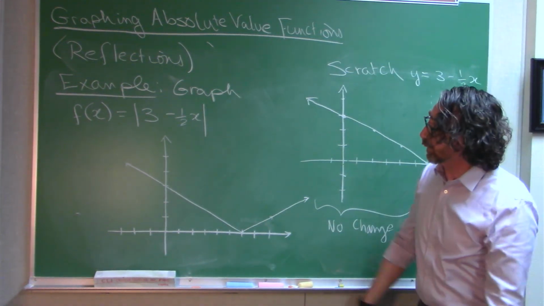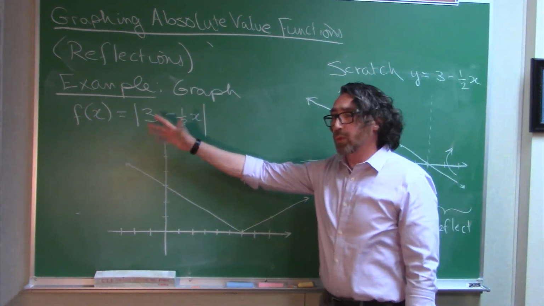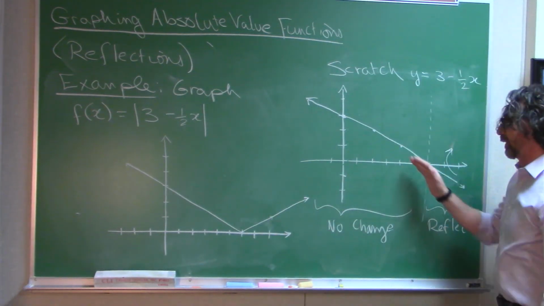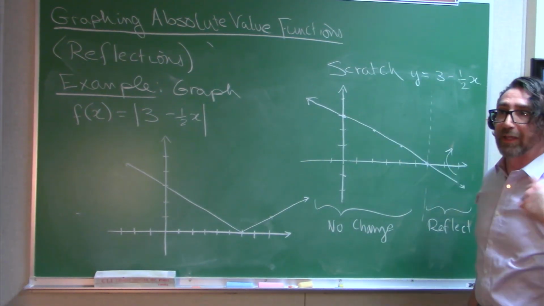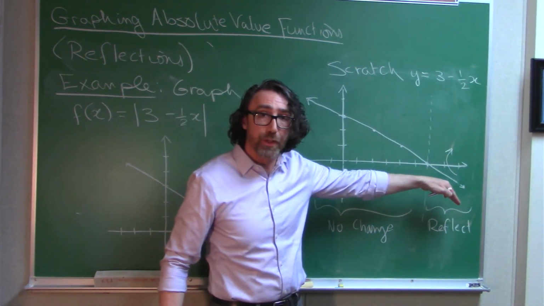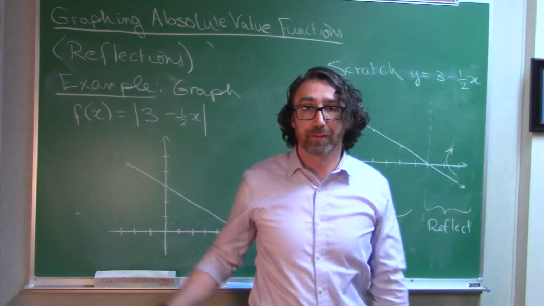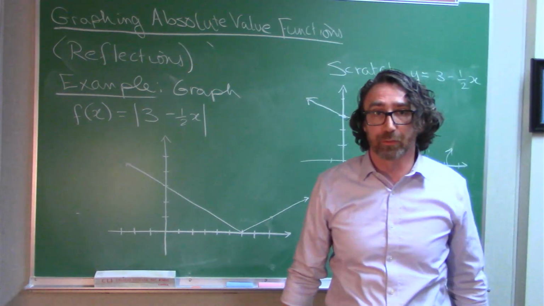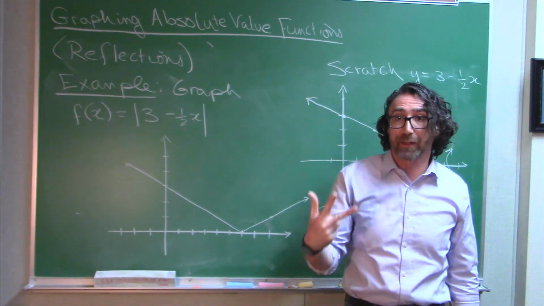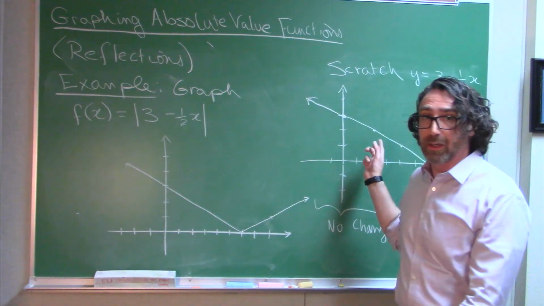So graphing with reflections, what you need to do is ignore the absolute value just for a minute. Figure out where this graph has positive y values, figure out where it has negative y values. Wherever it has negative y values, take that portion of the graph and reflect it across the x-axis to get the graph of the absolute value function. So we have two tools we can use for graphing absolute value functions. We have transformations, and we have this idea of reflection.